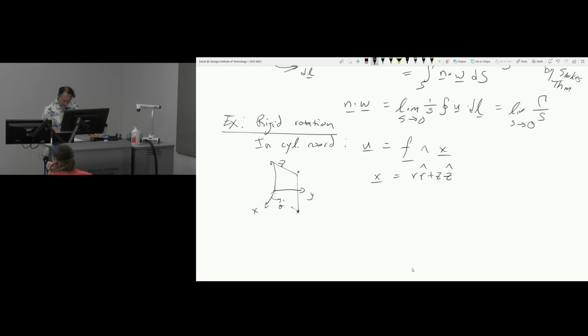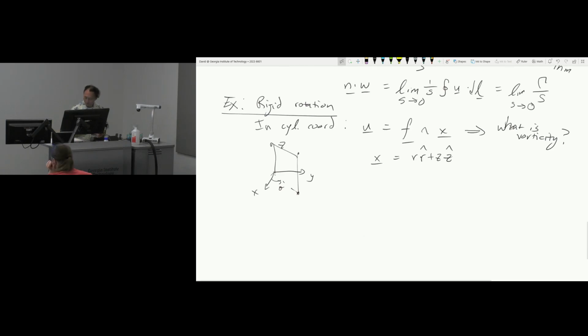So let's calculate what the vorticity is. All right, in this case, your F is going to be F z hat. Basically, it's spinning this way. So let's say we have some spin this way. You have your F z hat. That's the direction we're spinning around.